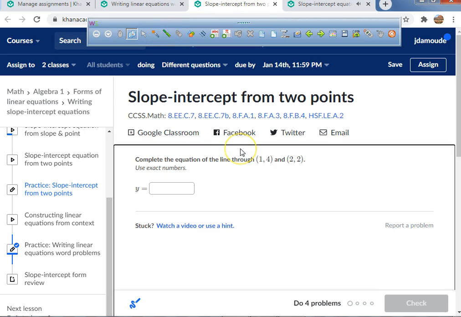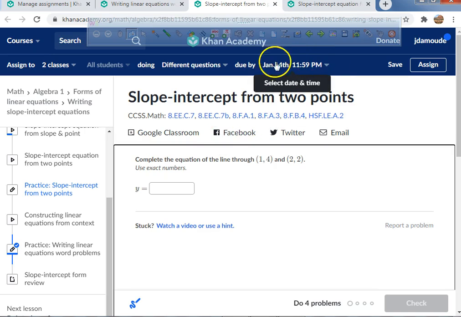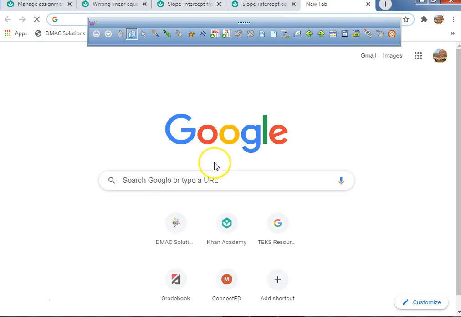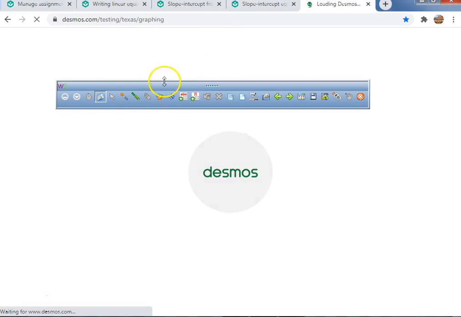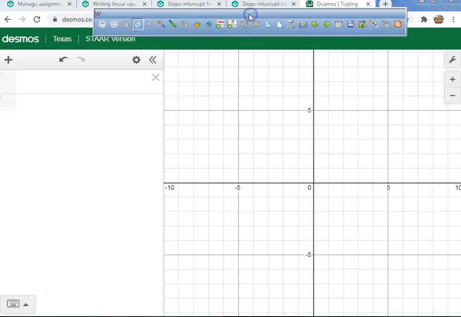All right? Now, here's all I want you guys to do. I'm going to do one of these by hand, all right? But when you guys see 1 and a 4 and a 2 and a 2, and it says write it in slope-intercept form, what do I immediately want you to think of? Desmos. So what do I want you to do? I want you to be able to go to Desmos and see if you guys remember the steps, okay? So we're going to take a look at this.